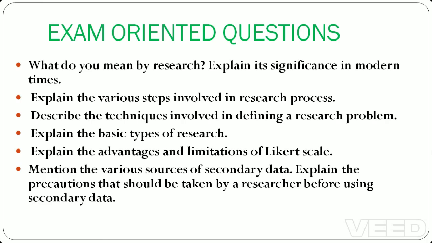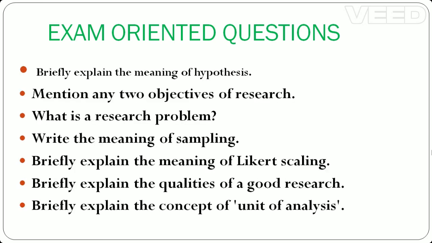There are various research problems that exist whenever a researcher starts a research activity. So what are those problems that may arise? That is question number three. And in question number four, there is a question related to the types of research. Then come the advantages and limitations of the Likert scale. Very important question. Meaning of secondary data, and explain the precautions that should be taken by a researcher before using secondary data. So these are the very basic questions, and apart from that, I suggest you should understand the meaning of primary data also, and the various steps involved in collecting primary data. This is also a very important question that may come in your exam.